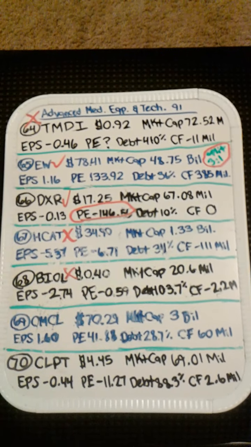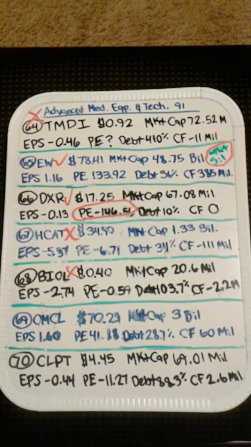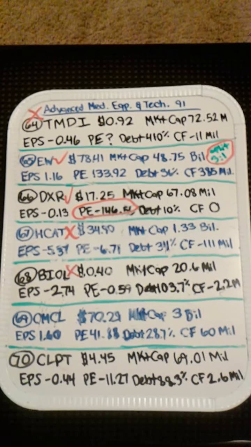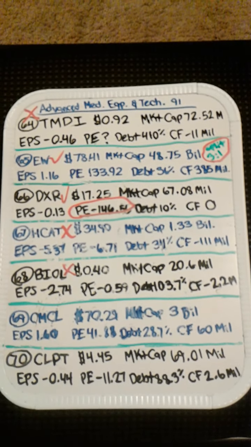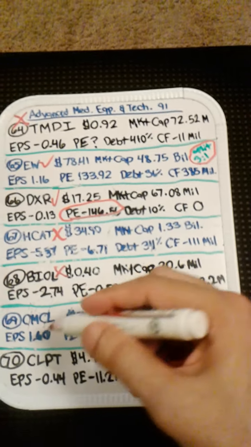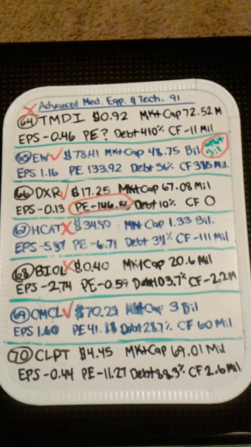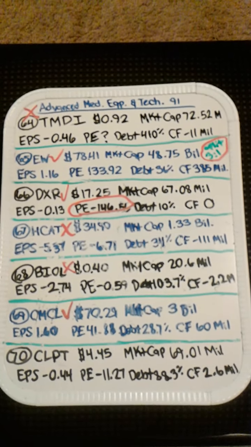Next up is CMCL at $70.29. Market cap is at 3 billion. Earnings per share is at 1.6. Price to earnings is at 41.88. Pretty high. It seems like they're growing slightly. Debt is at 28. Not bad. Cash flow is at 60 mil. I'm going to say yes to this one. Yes to watch list.